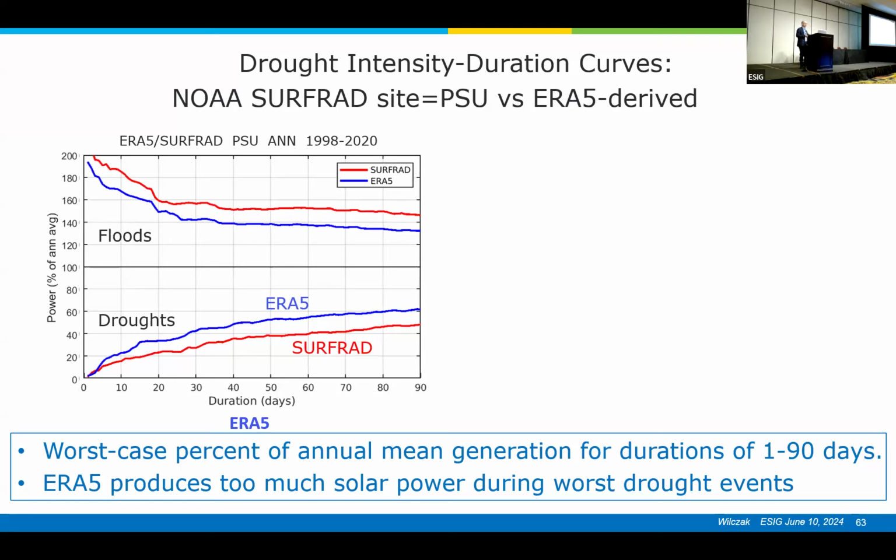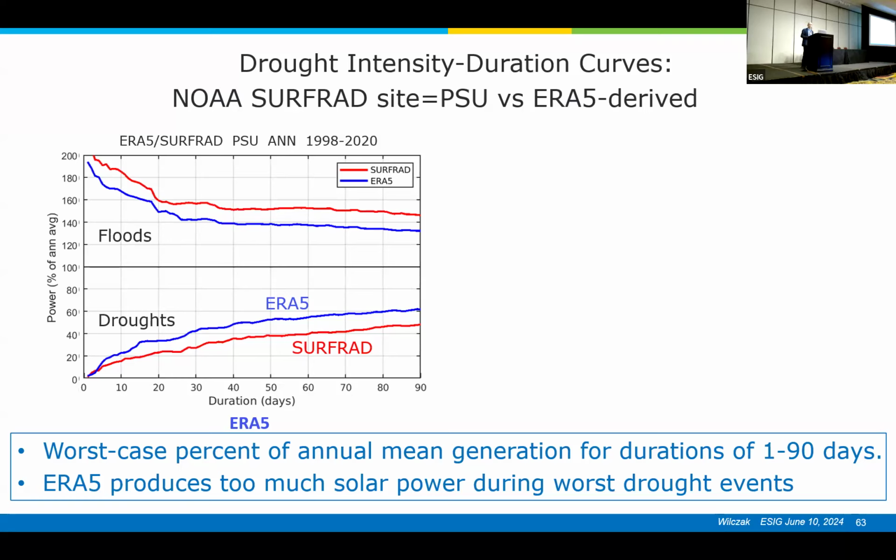And so basically what you do is you take the time series of solar power. I do a running mean through them using windows of different lengths from 1 to 90 days duration. And then I find in that time series the single worst event of lowest power or highest power that occurs over the entire time series. And then I express that power as a percent of the annual average. And that's what's plotted here. The bottom half of the figure is now showing wind drought events. The top half is showing flood events.